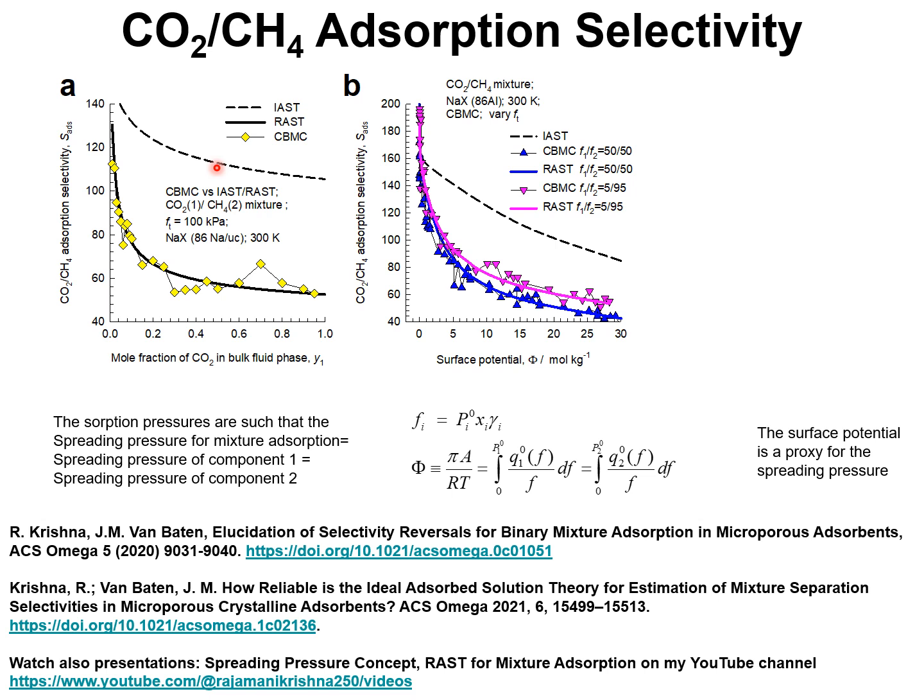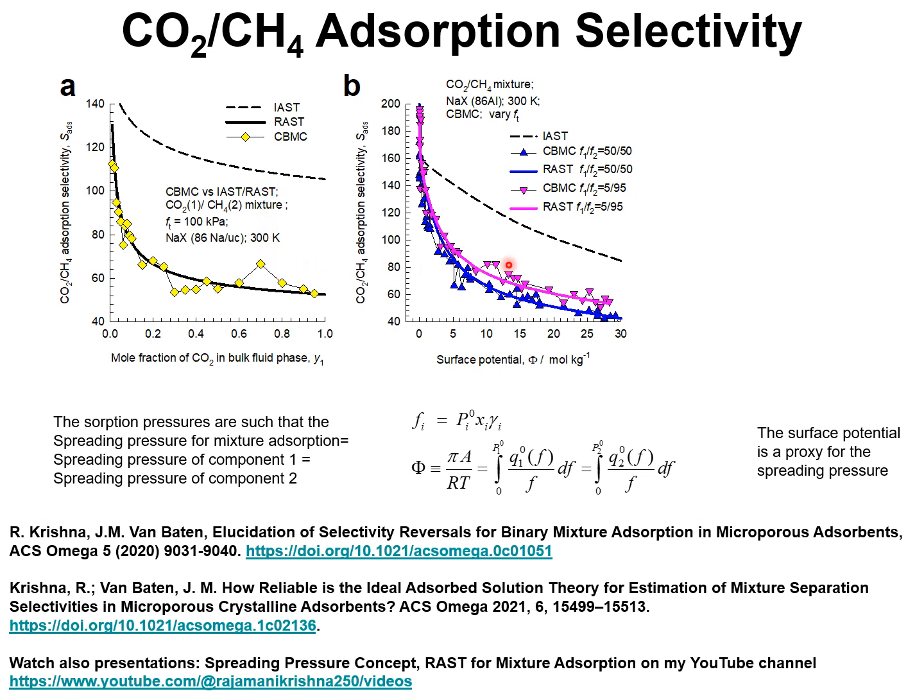This is because the competition between CO2 and methane is significantly lower than the anticipation of the IAST. This lowering in the selectivity is a consequence of congregation of CO2 around the extra framework cations. So IAST overestimates the adsorption selectivity.